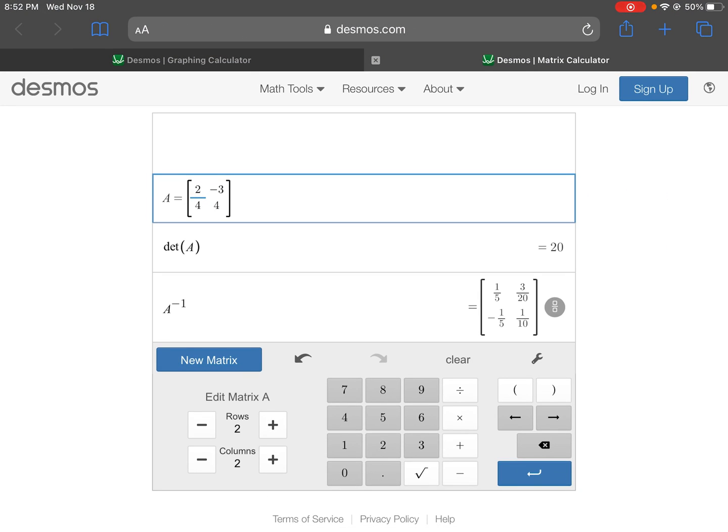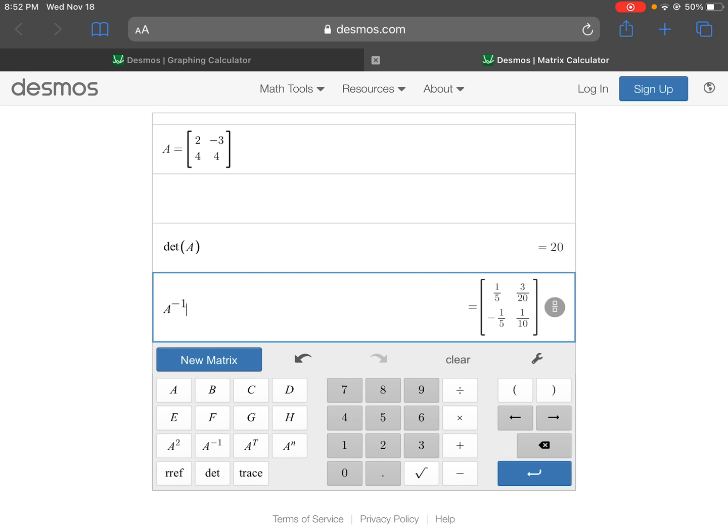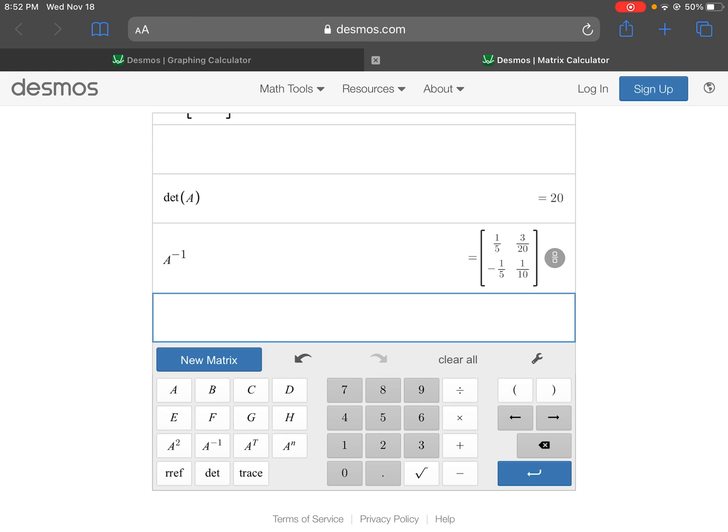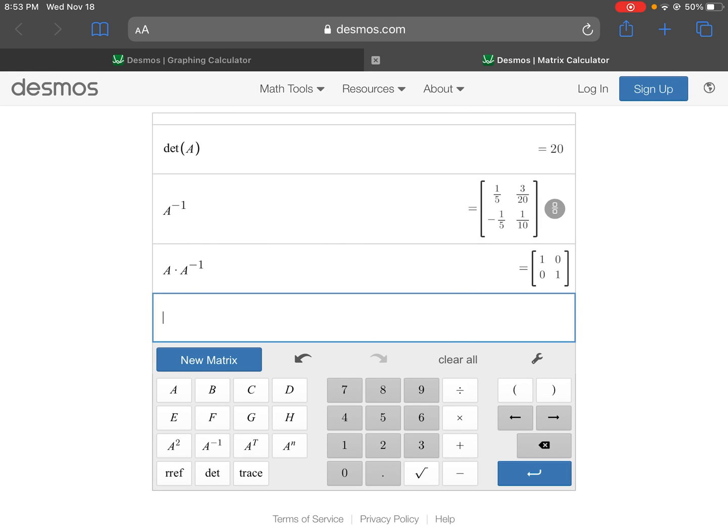So we already have matrix A stored. Let's create a new matrix. Actually, we don't even need to do that. Here, let's click on a new line here. And let's just go ahead and try it out. Let's do A times A inverse. Notice we're getting 1, 0, 0, 1, the identity matrix. And then now let's calculate A inverse times A. And again, notice we get 1, 0, 0, 1.